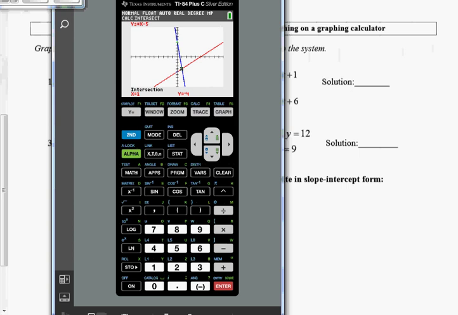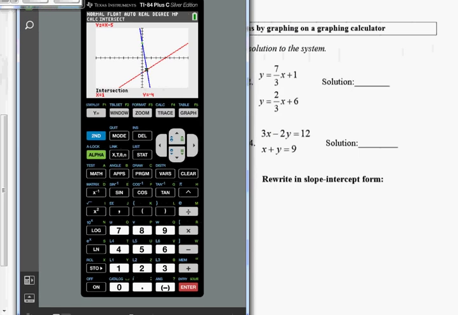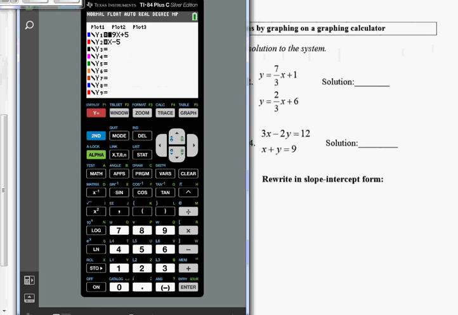Let's get number 2. So number 2 is in slope-intercept form for us again, so we'll go to our y equals, that top left button, clear out those 2 equations using our clear button. 7/3, we're going to do 7 divided by 3. Use your X button, +1. 2/3, so 2 divided by 3, our x button plus 6.